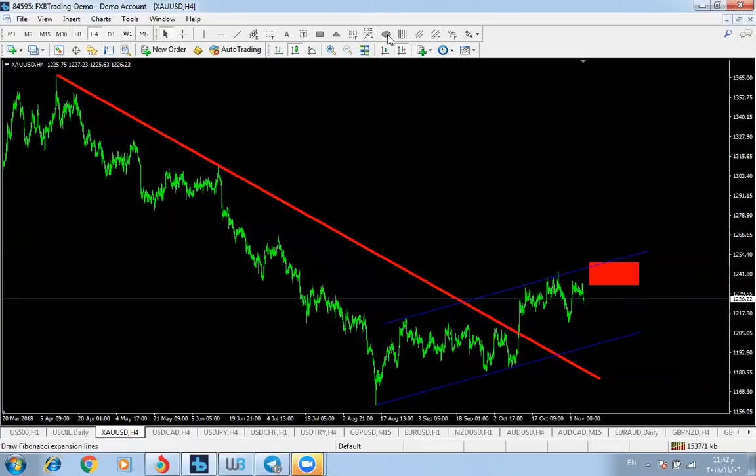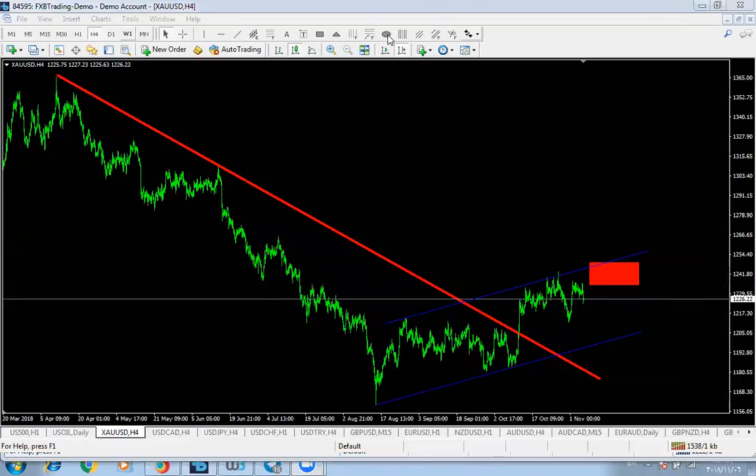I'll show you. Okay. If the price continues to move from this area to this area and breaches this channel to the downside, we anticipate seeing more downside movement for gold.